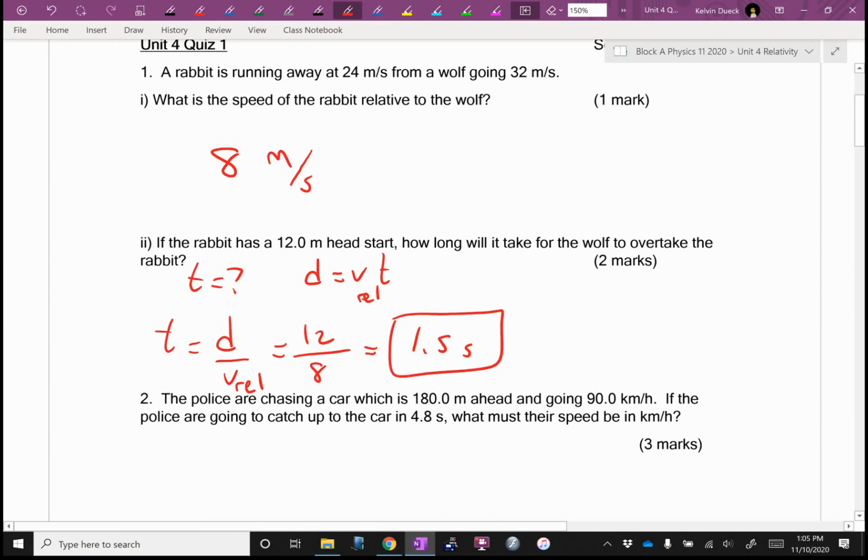If you got that right, 2 out of 2. Otherwise, I would probably give you half mark if I saw that equation, half mark for the numbers, and a half mark for the answer.